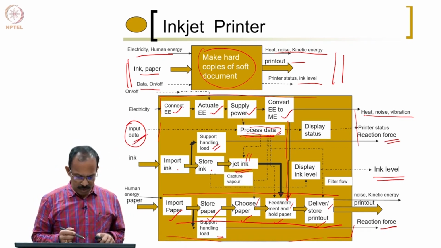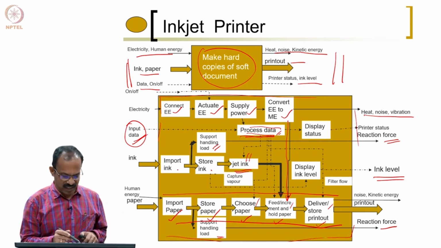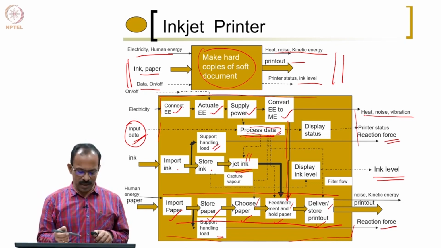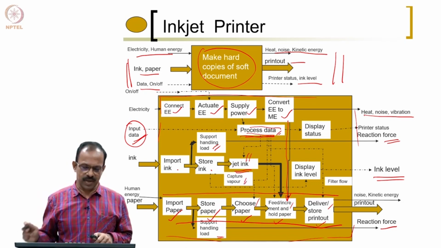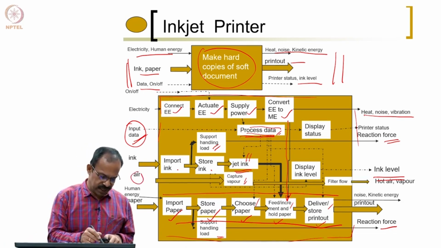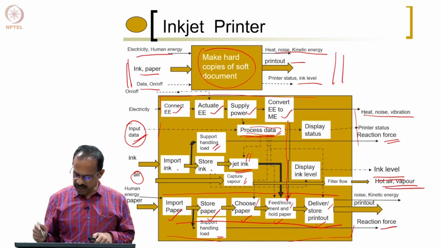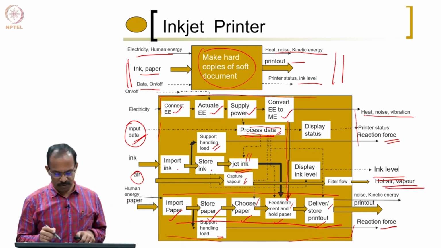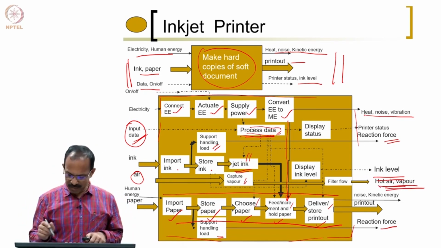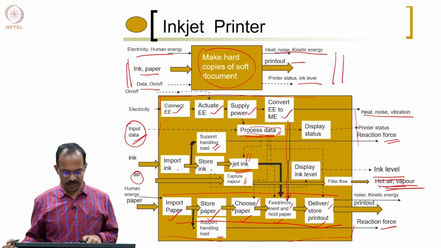And you will be able to see the capture vapor. Suppose you want to have a system where the jetting produces some kind of vapor. So you need to have capture vapor as an additional function. Air will be used as an input. In that case it will capture vapor, filter the flow, and then hot air and vapor will come out. That is why you are getting hot air: you are taking air inside, using it for some purpose, and then the hot air is coming out.